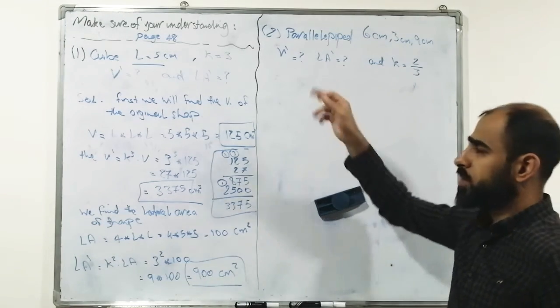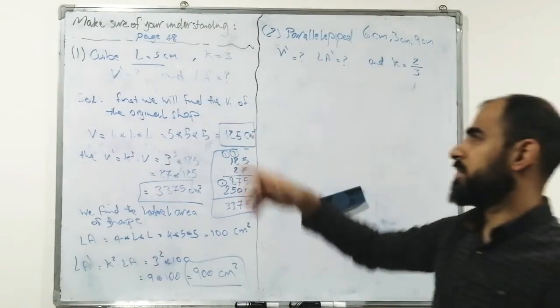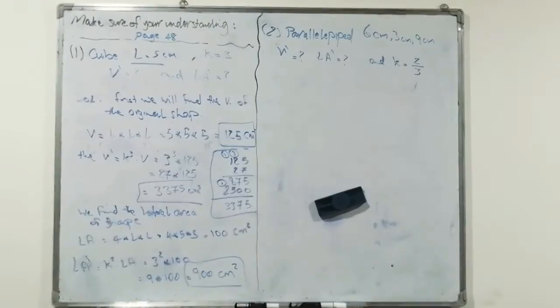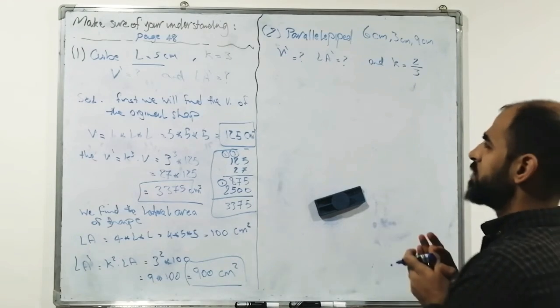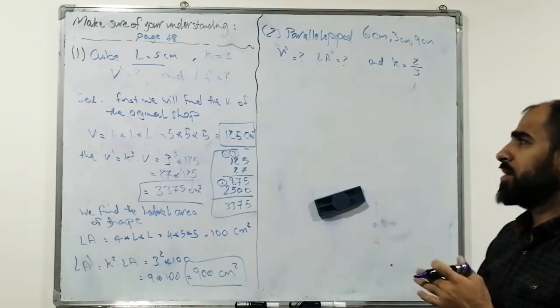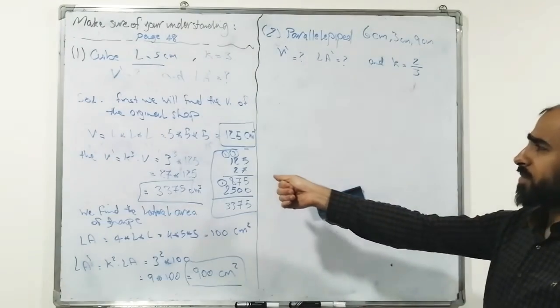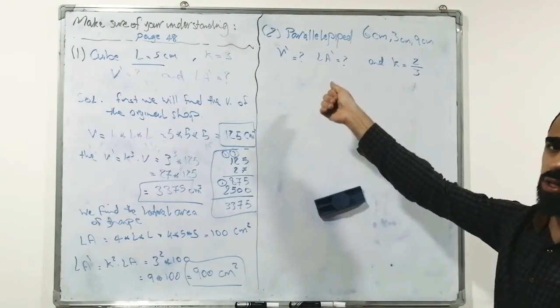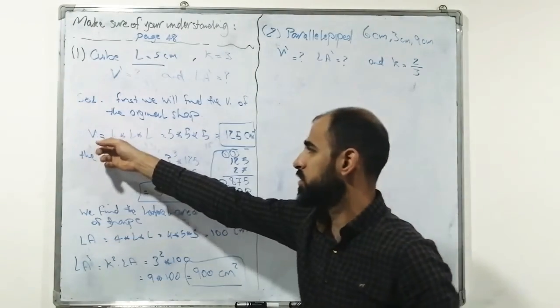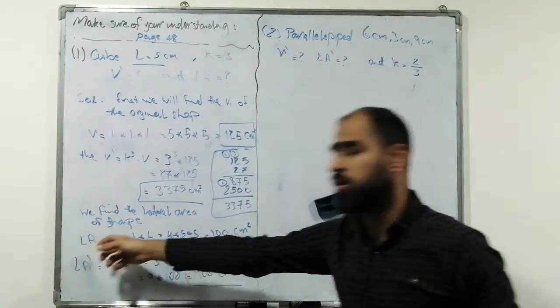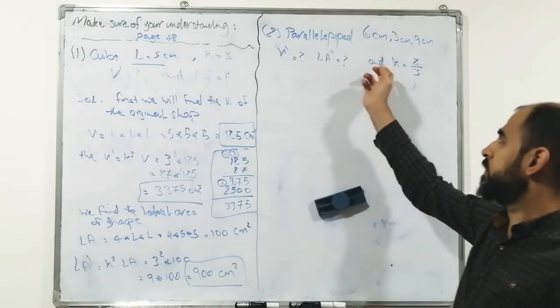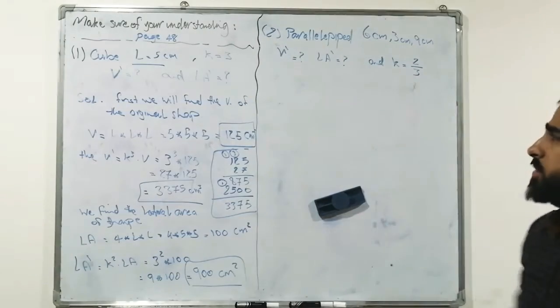The solution of this question is exactly like the solution of the first one, but here we have, instead of a cube, a parallelepiped. Instead of using the law of the volume of a cube, we will use the law of the volume of a parallelepiped. And instead of using the law of lateral area of a cube, we will use the law of lateral area of a parallelepiped.